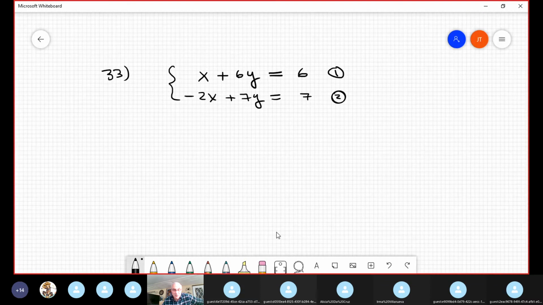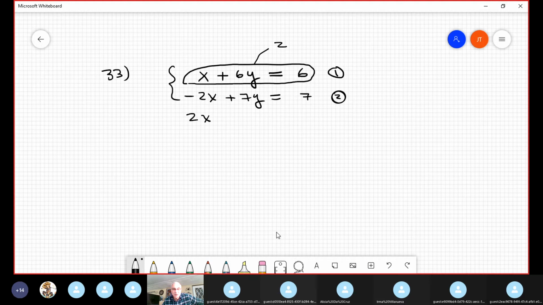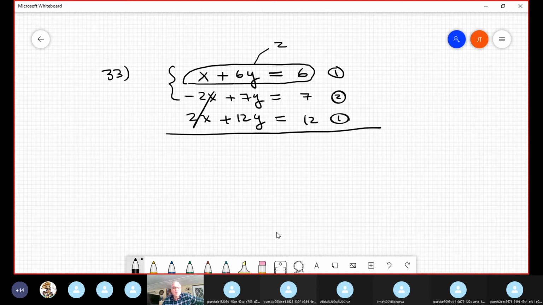Giancarlo proposed multiplying the entire equation number 1 by positive 2, because he knows that when you multiply 2 times x is 2x, which is the completely opposite sign to this. So 2x, and 2 times 6 is 12y, which by coincidence is the same 12. And this is my new equation 1 after the multiplication. Now ready for elimination. So it's gone, positive 2x, negative 2x, elimination.